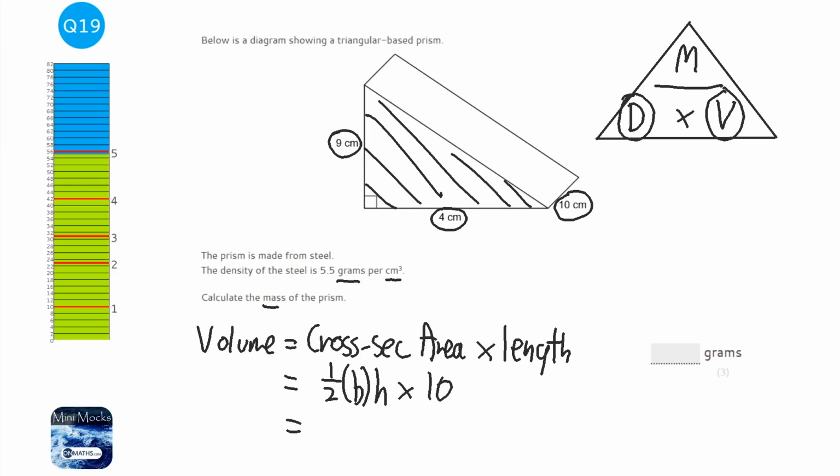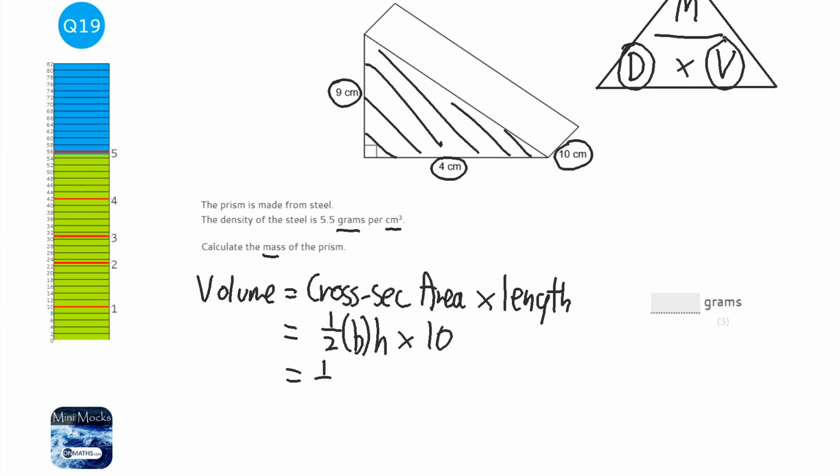So what have we got? The base, which is 4, so it's half times 4 times the height, which is 9, times 10. Now, the reason I know the height is 9 is that it hits the base at right angles, and that's really important. The base and the height must be at right angles. And don't forget to halve it.